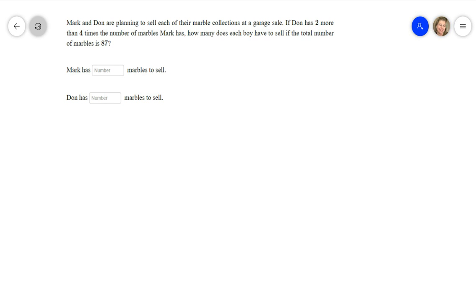Okay, so Mark has some marbles to sell and Dawn has some marbles to sell, and we're supposed to figure out how much each one has. Now, in any word problem in an algebra class, you have to realize that somebody has to be X and just X. And if you read the problem carefully, you can figure out who that is. In this problem, there's only 2 things we're looking for: Mark's number of marbles and Dawn's number of marbles. So either Mark is X or Dawn is X.